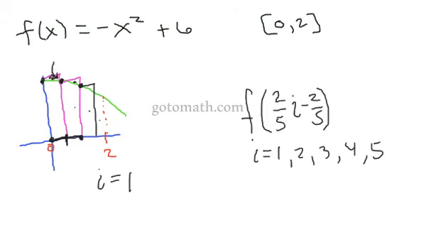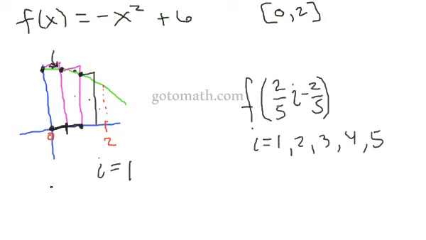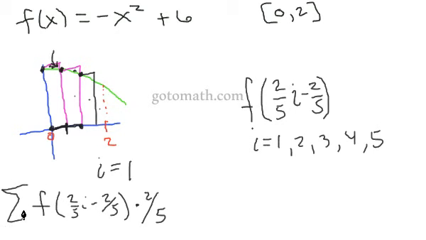So just like we did in the previous problem, we are going to take f of 2/5 i minus 2/5. So that's going to be the height of the rectangle, and the width is 2/5, as you can see here. And we'll be summing that up from i equals 1 to 5. That's a 1 right there. I did pledge to try to write a whole lot neater. I'm trying.